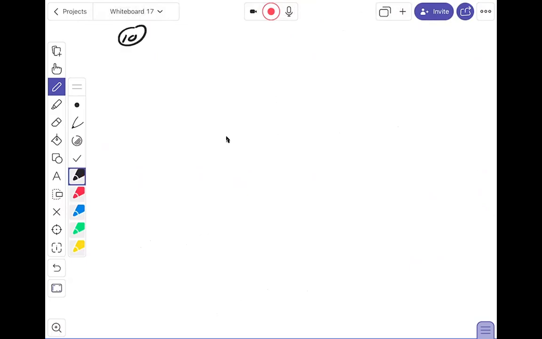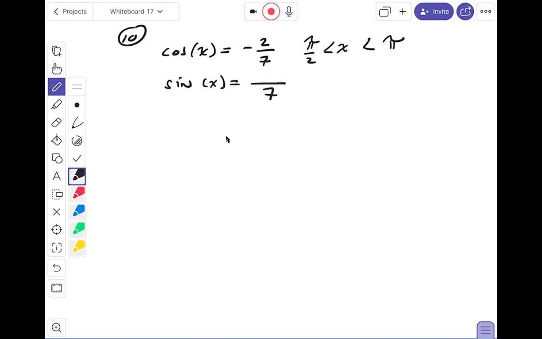What's number 10? Find the exact values of the sine of 2x, cosine of 2x, tan of 2x using the double angle formulas. Let me write this down. Cosine of x is minus 2 sevenths, and they tell me x is between pi over 2 and pi, second quadrant. So I think I can write this down now, the sine of x. The denominator would be 7, going to be a positive number.